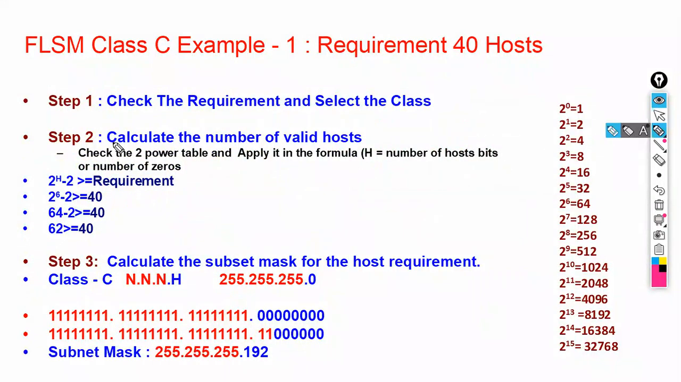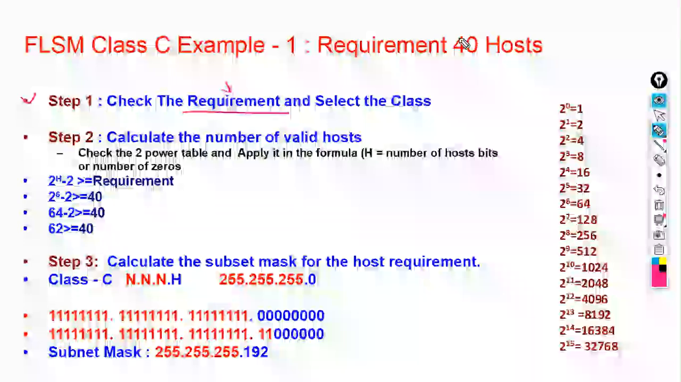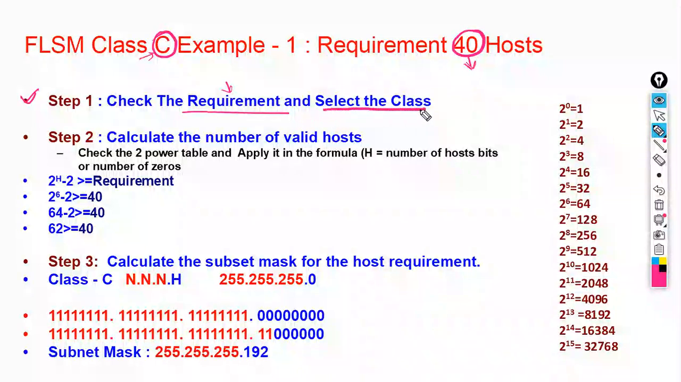What is the first step here? The first step is to check the requirement. We need to check how many IPs we need. So guys, here if you see, what is the requirement? 40. This is our first step. And in which class can we get these 40 IPs? Can we get 40 IPs in class C? Yes, the class is also selected. Very simple. And we will further simplify it.